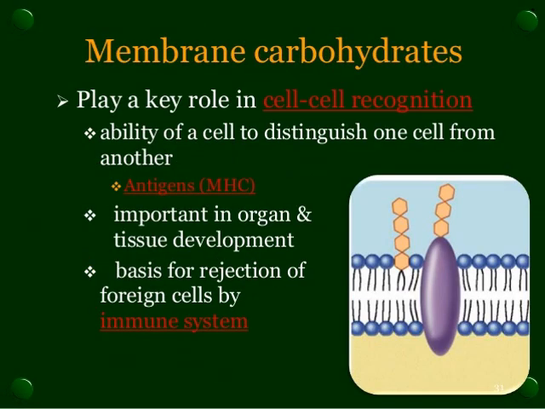Membrane carbohydrates. What about the membrane carbohydrates in the plasma membrane? They play a key role in cell-to-cell recognition. That means they have the ability of a cell to distinguish one cell from the other. Example, different types of antigens, major histocompatibility complexes. They are important in organ and tissue development. They are the basis for rejection of foreign cells by the immune system. Some of the plasma membrane is also capable of rejecting the foreign cells which are causing diseases to our body.